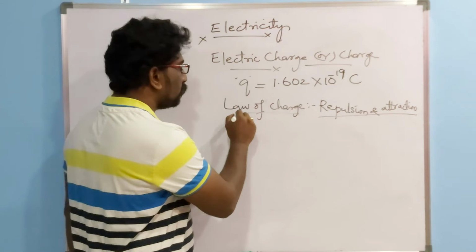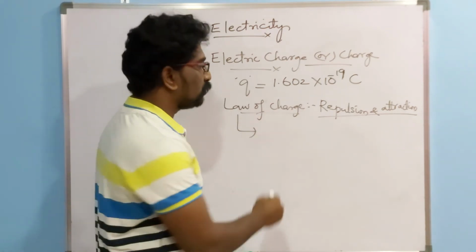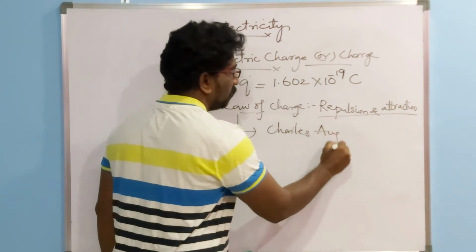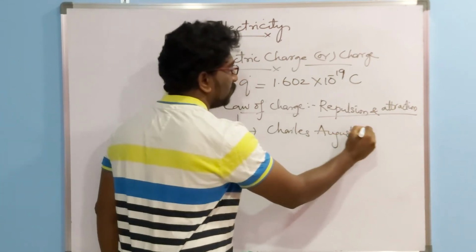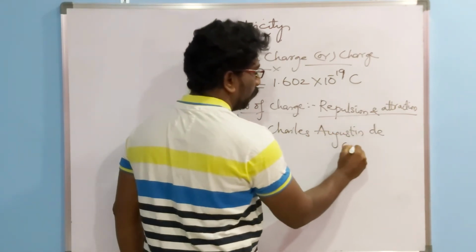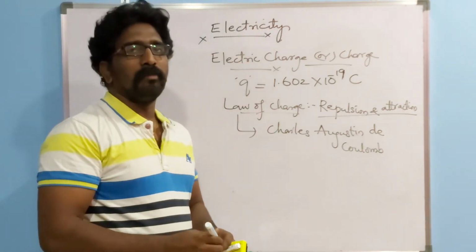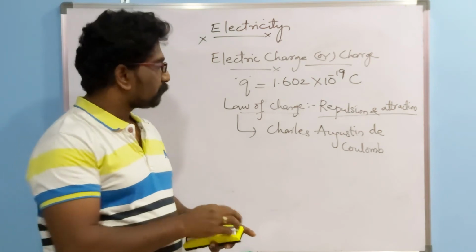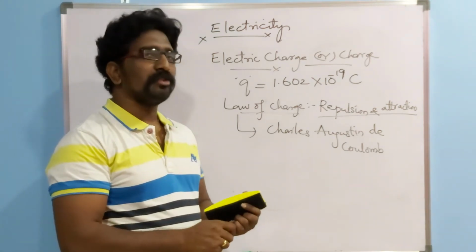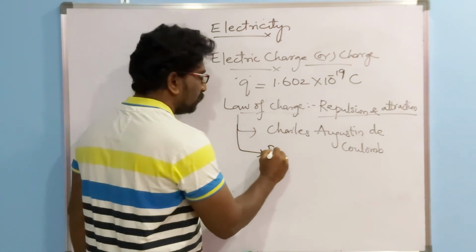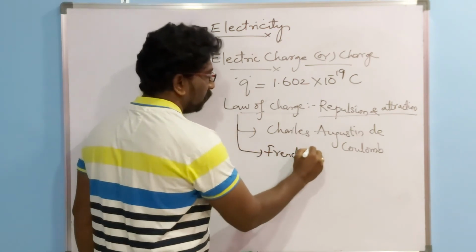This law of charge has been proposed by Charles Augustine D. Coulomb. He is a French physicist.